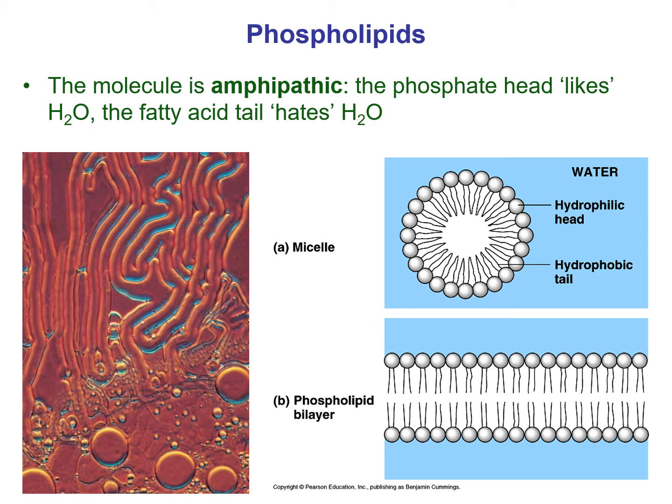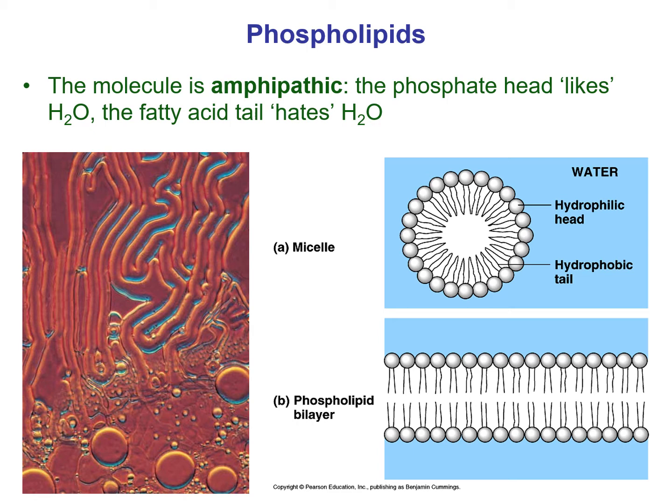So phospholipids, the hydrophilic head will interact with water, the hydrophobic tail will not. So if you throw a bunch of phospholipids into water, they will rearrange themselves passively so that the hydrophilic heads are pointing towards the water and the hydrophobic tails are pointing away. It doesn't take any energy for these more stable configurations to form. So we can have what's called a micelle.